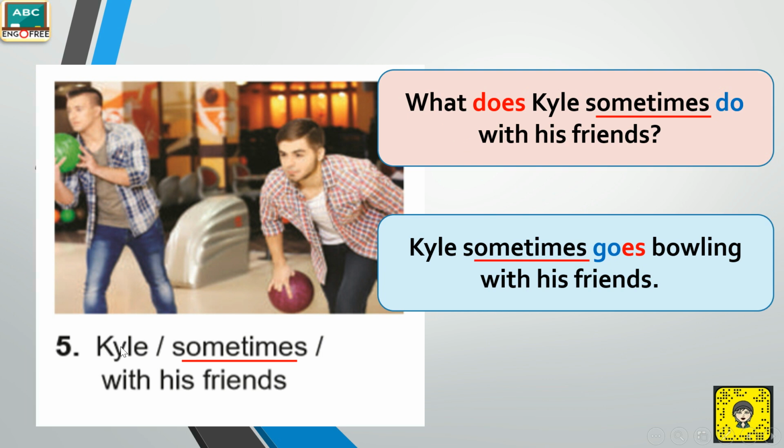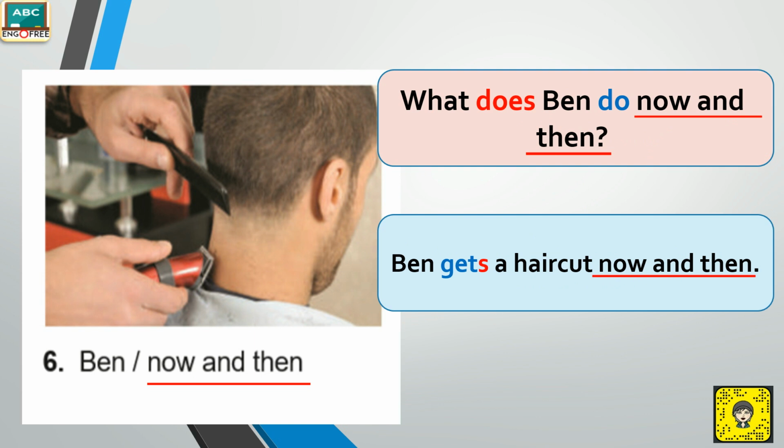Number 5. Kyle sometimes with his friends. Look at the picture. The question is: what does Kyle sometimes do with his friends? The answer: Kyle sometimes goes bowling with his friends. Number 6. Ben now and then. The question is: what does Ben do now and then? The answer: Ben gets a haircut now and then.